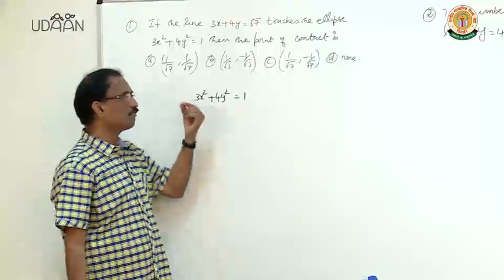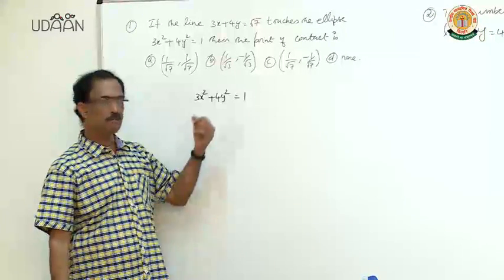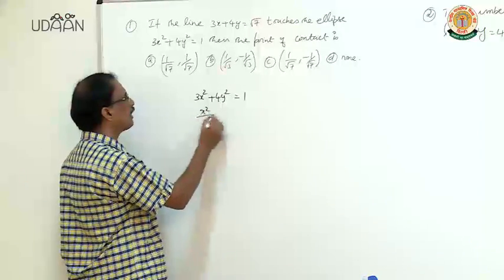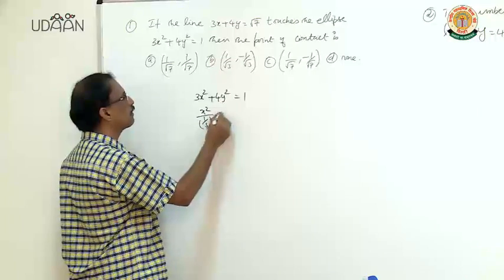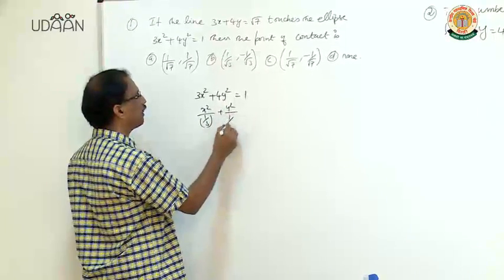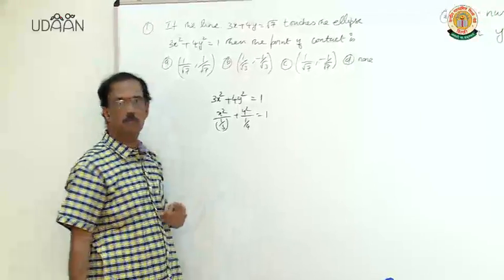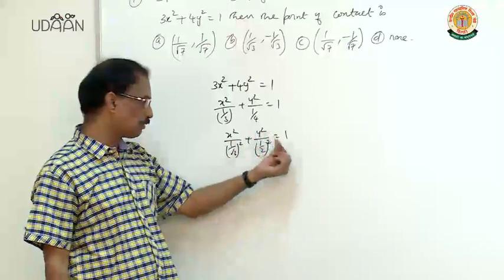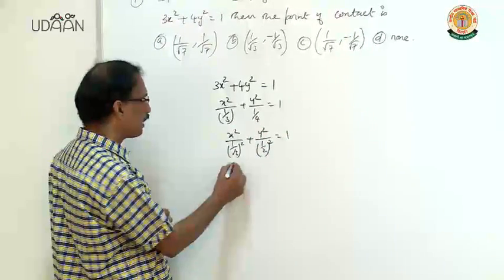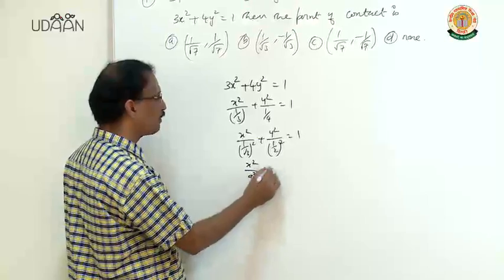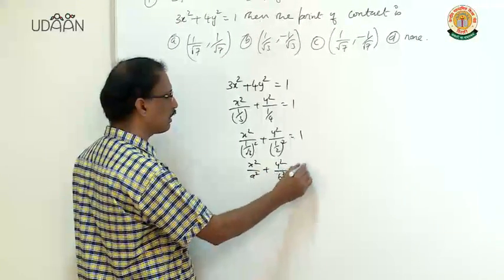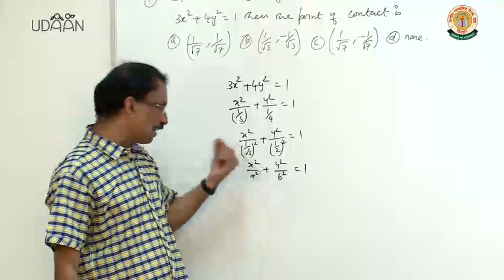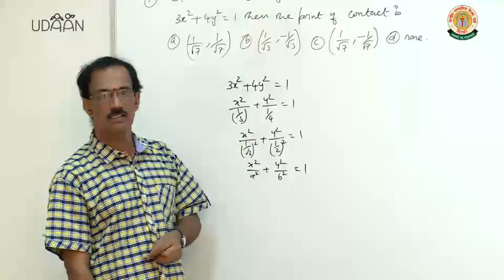This we bring in the form of x square by a square plus y square by b square equal to 1 format. That means x square by 1 by 3 plus y square by 1 by 4 equal to 1. So, this format if you get, what can be the equation of this tangent?